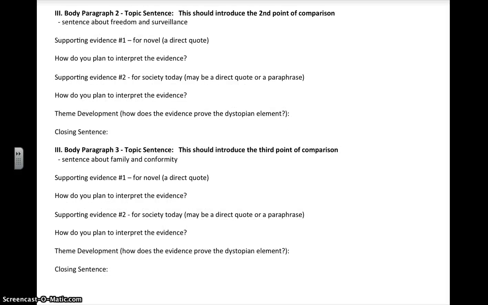And as we see, basically the same structure for your next two body paragraphs. In body paragraph 2, I would be talking about freedom and surveillance in my topic sentence, and then going through the process of supporting and interpreting. And then my third body paragraph, I would have a sentence about family and conformity, and then going through. Now, those are the body paragraphs, which are the meat of your paper.